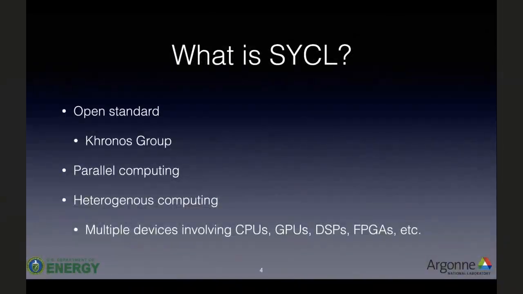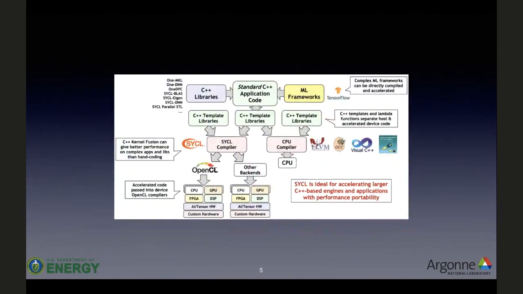So what is SYCL? It's an open standard published by the Khronos Group, and it's for parallel computing and for heterogeneous computing, basically multiple devices under one roof. It could be CPUs, GPUs, and for us it'll be GPUs, DSPs, FPGAs. It's pretty general. Here's the standard SYCL marketing slide: a bunch of things feed into the SYCL compiler, the CPU compiler, and then go to a bunch of different backends.